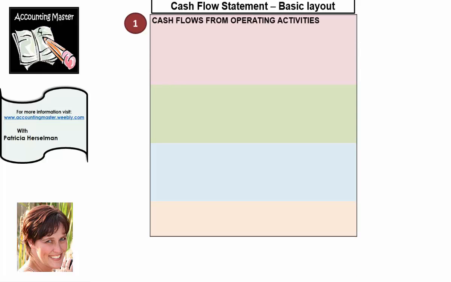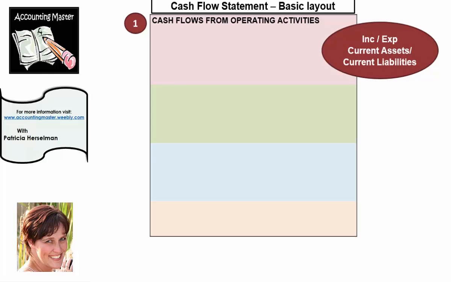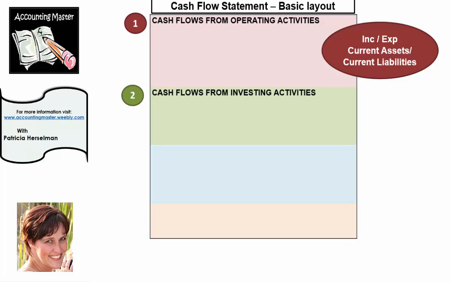The first section is cash flows from operating activities. Now, operating activities is your normal income, expenses, current assets like debtors and stock, current liabilities like creditors. All activities concerning those items are considered to be operating activities, and their cash effects will be shown in the first section.